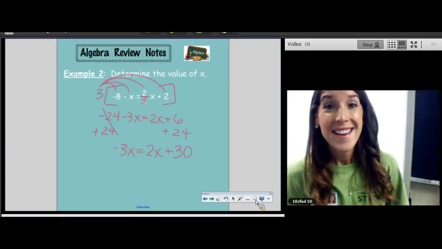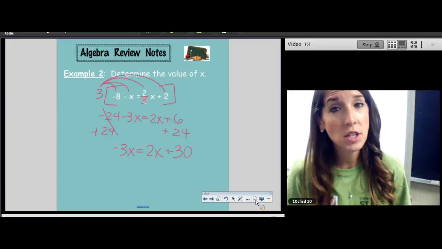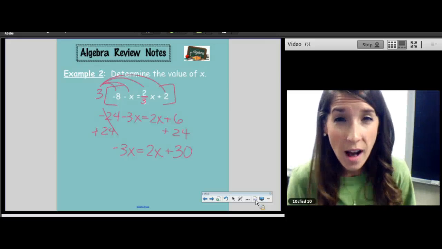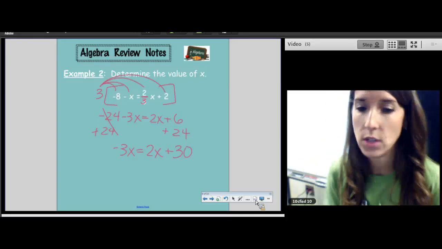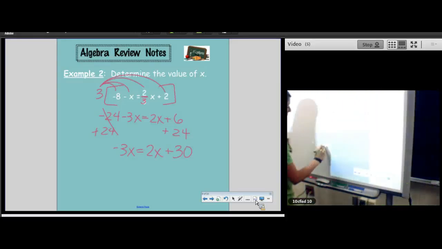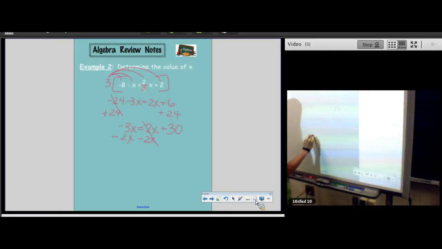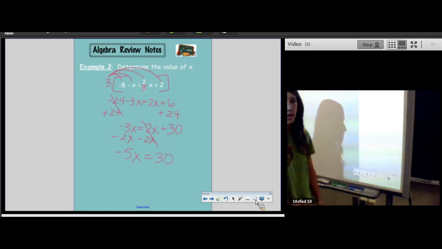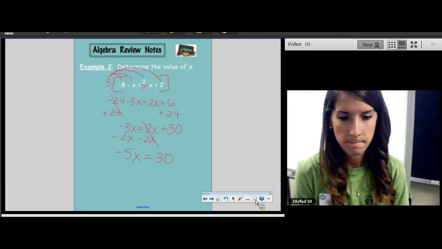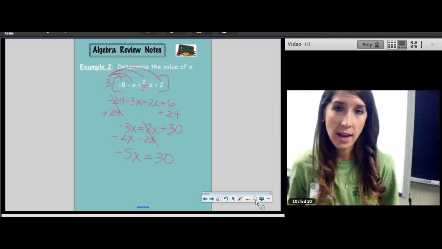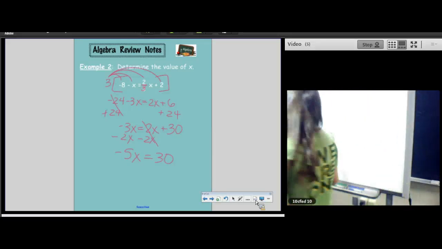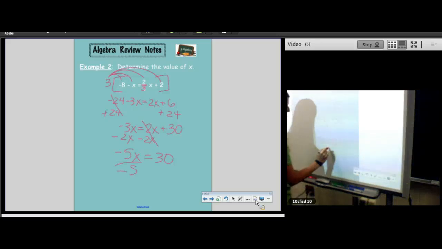All right. Now we need to move the variable. We need to move the 2x. The opposite of positive 2x is negative 2x. So whatever you do to one side, you must also do to the other. So we've got negative 5x equals 30. Last step, the opposite of multiplying times negative 5 is dividing by negative 5. And x is going to equal negative 6.